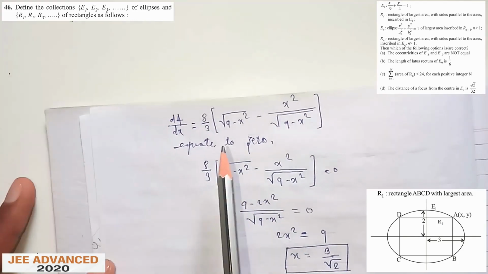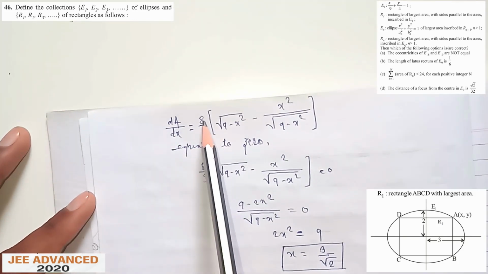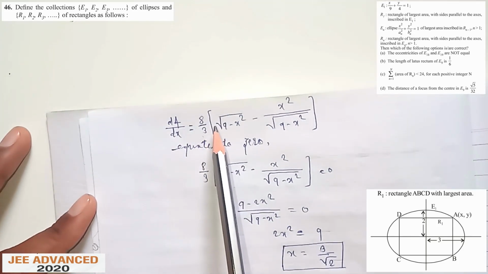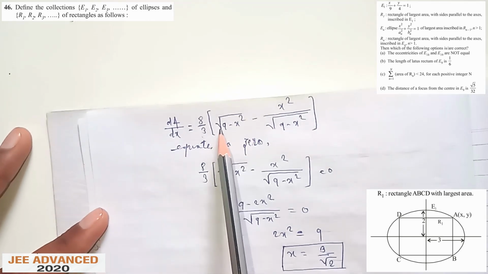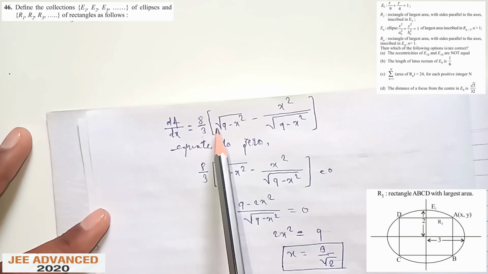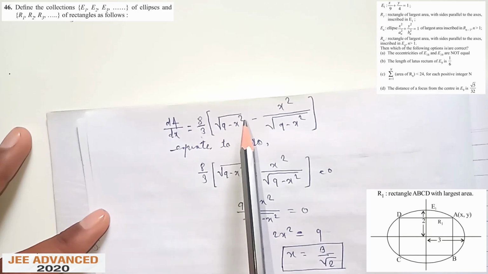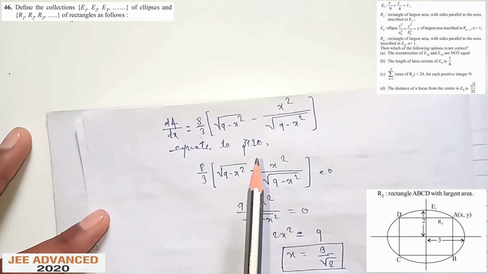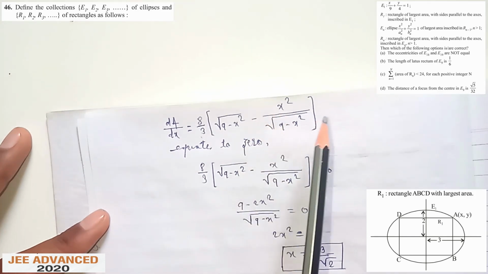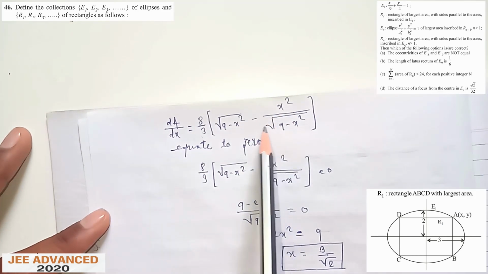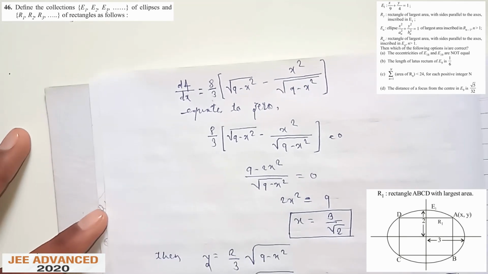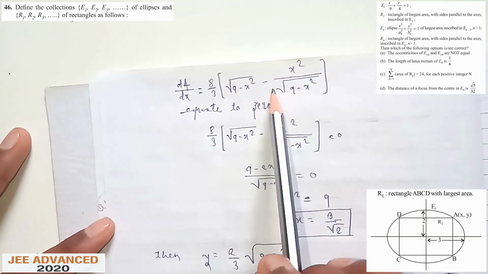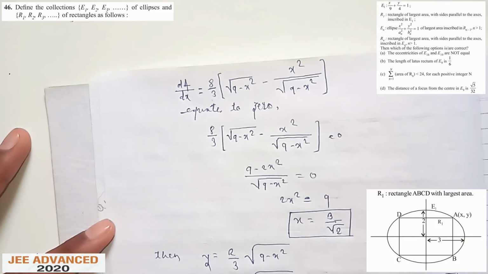So I differentiated A with respect to x here. 8 by 3 is a constant outside, and we have x into square root of 9 minus x square. So apply the by-part rule. The by-part rule of differentiation says: first function as it is, differentiation of second, plus second function as it is, differentiation of first. Apply this by-part rule and you will get this step. This is quite an easy differentiation, so I'm not going to explain it here; you may have to understand it. Equate it equal to 0 and then you will get the value for x.